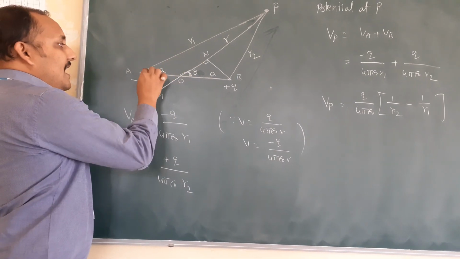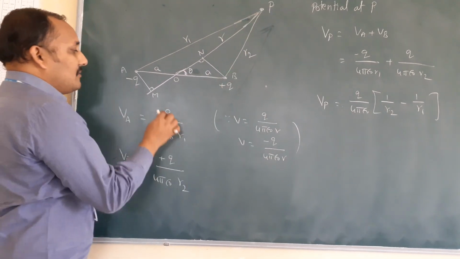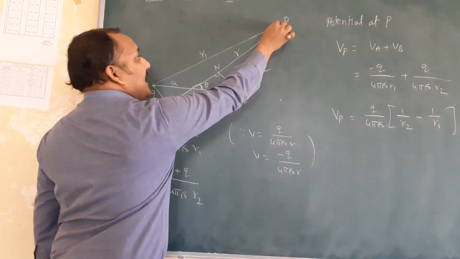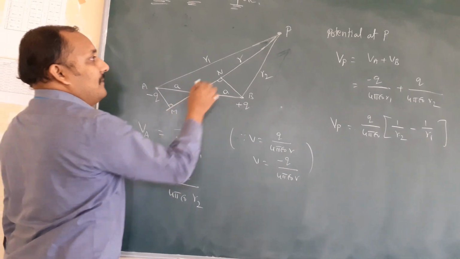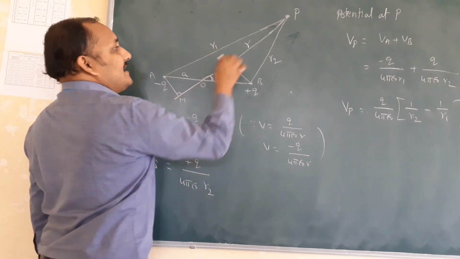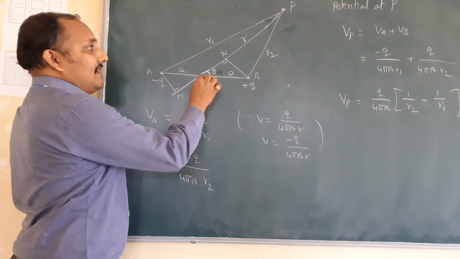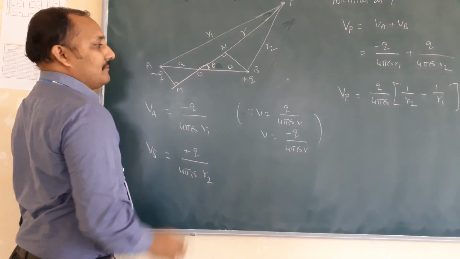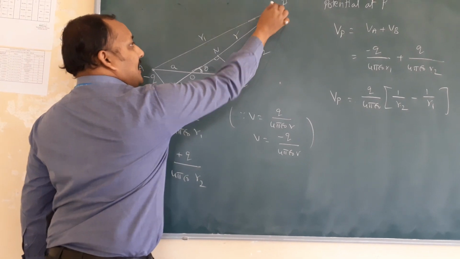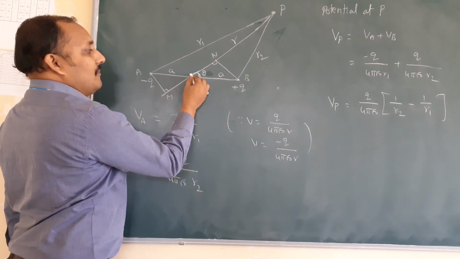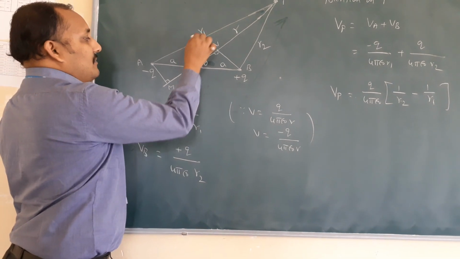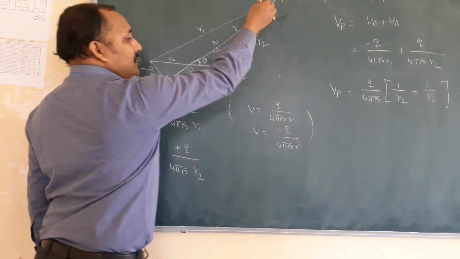Now this r1, meaning A to P, is almost equal to M to P. So what is MP we are going to get? Here MP means OP plus OM. From this diagram, MP is equal to MO plus OP. Isn't it?